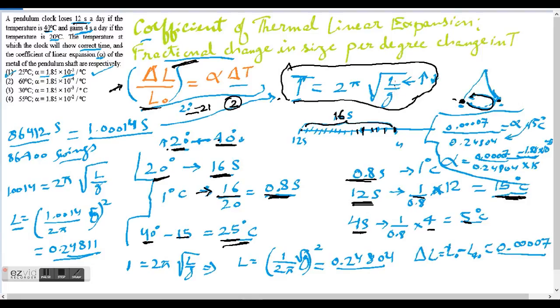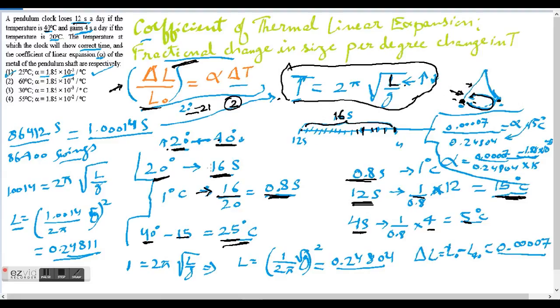We can see that L is directly proportional to T. So at hotter temperature, 40 degrees Celsius, this length will increase, and so the time period will increase. And at 20 degrees Celsius, this length will be shorter, and that's why the time period will go down and the clock will gain 4 seconds. It will become faster because this motion is happening faster when the length is decreasing due to cold temperature.